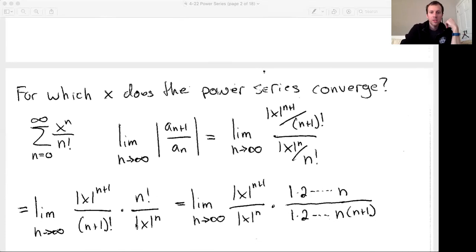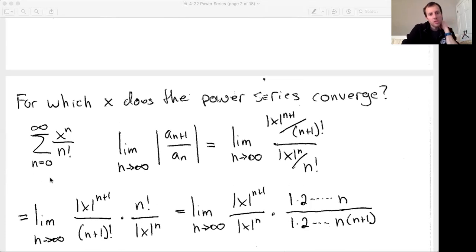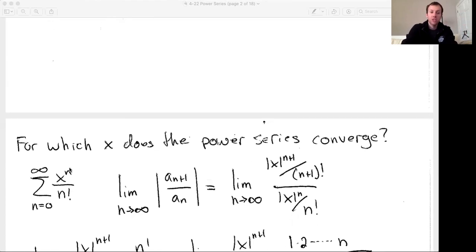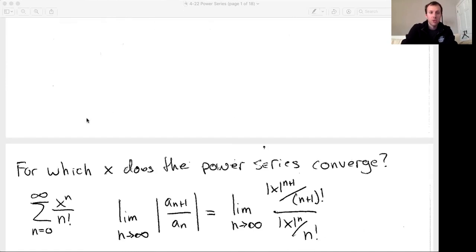So let's try this again. Here's a series. This is a power series centered at 0 because it's just x to the n, rather than x minus something or x plus something. So this is a series from n = 0 to infinity, x to the n over n factorial. So this is a case where different powers have different coefficients. So if you were to write this series out, let me start typing it up here.